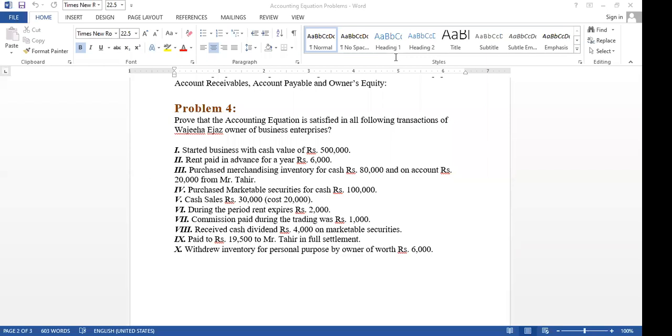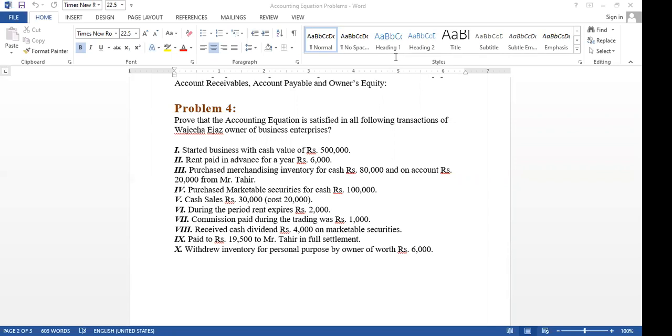Prove that the accounting equation is satisfied in all the following transactions of Wajiha Ejaz, owner of business enterprises. I started business with cash value of rupees 500,000. Rent paid in advance for a year, rupees 6,000.